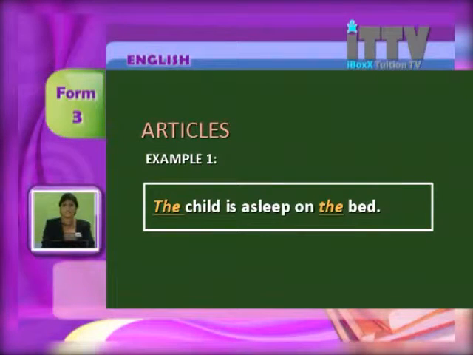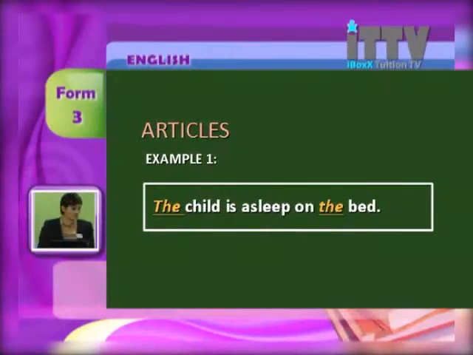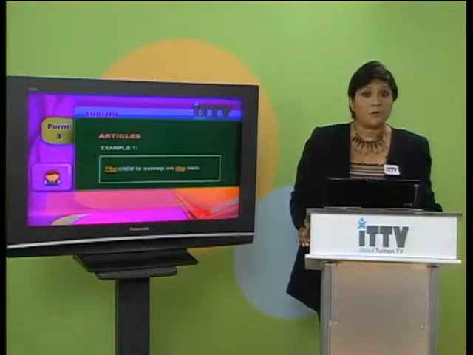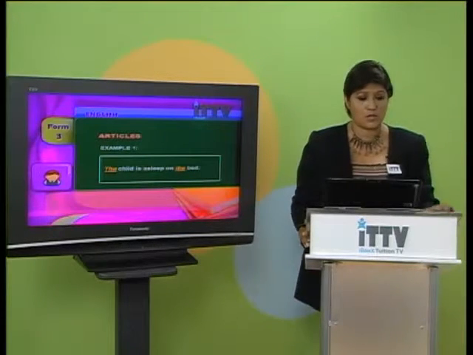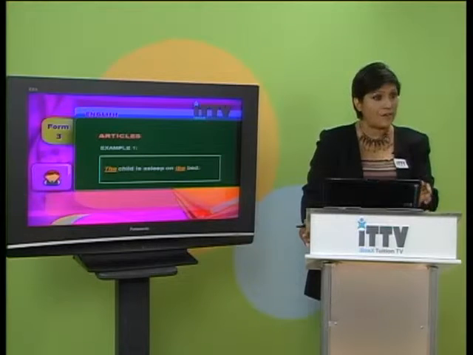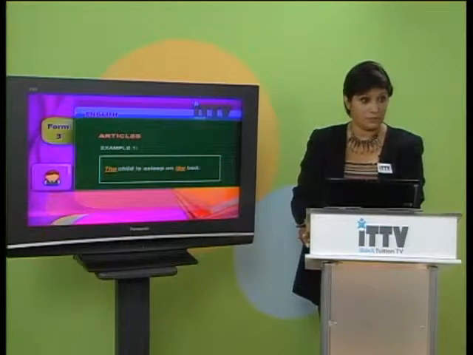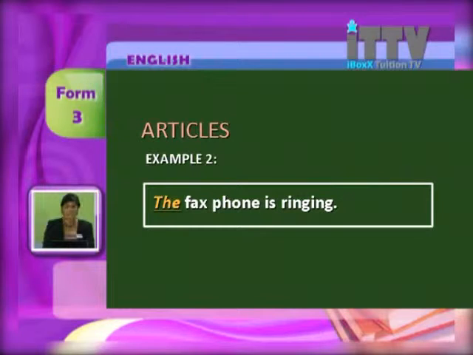The child is asleep on the bed. You have the word the twice at the beginning of the sentence and towards the end. Yes, we are talking about a particular child, all right? And we are talking about a particular bed. Remember, you might have not realized the weight on this word the, but the is very particular to a thing. The fax phone is ringing. We're not just talking again about any phone, we're talking about that particular phone, because we use the word the.